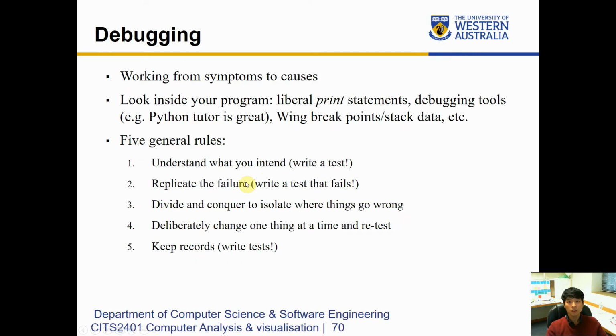Normally, we'll try to find the symptom and then lead that to the cause. Generally, 5 rules can be applied here: understanding what you intend to do, replicating the failure, divide and conquer to isolate where things went wrong, deliberately changing one thing at a time and retesting, and of course documenting what you have tested, so next time you don't have to revisit the same test again. So these are the simple steps of debugging, and now as you have more experience in testing and handling exceptions, you can apply these concepts more easily.